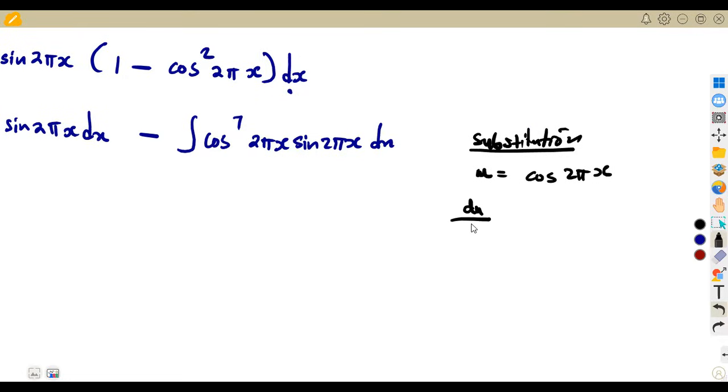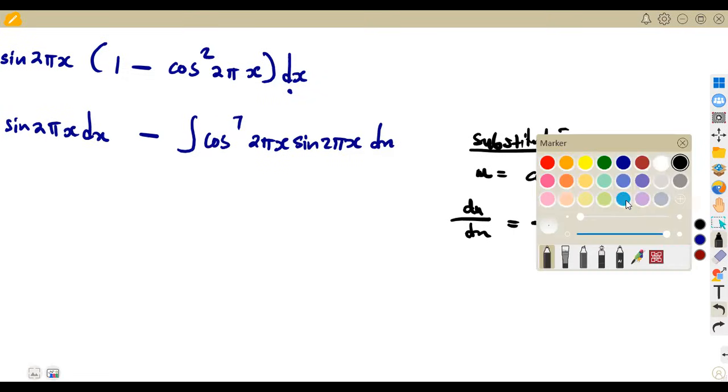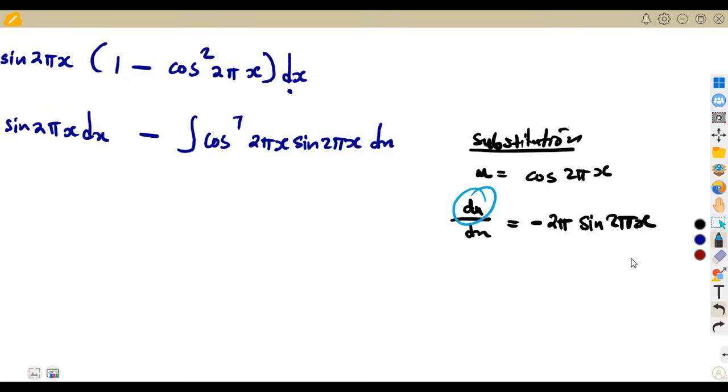Find the derivative of u with respect to x. Remember, cos changes to a negative sign, and we multiply by the derivative of our f of x, which is going to be 2 pi. The constant, you take it outside, so it's going to be minus 2 pi sine 2 pi x. All right, so this is the derivative of u with respect to x, and we are supposed to make dx the subject. So if we make dx the subject, it's going to be du over negative 2 pi sine 2 pi x.